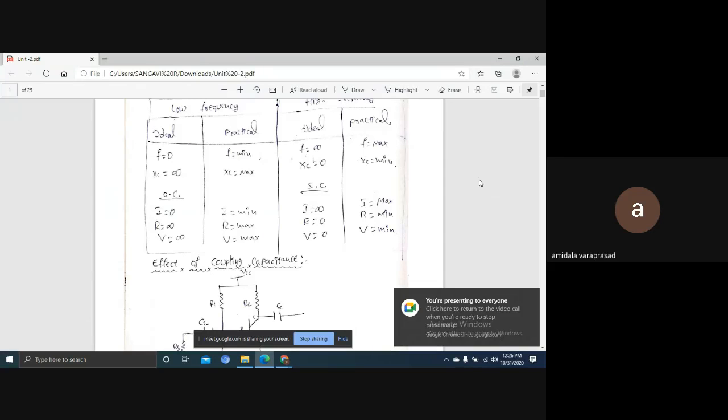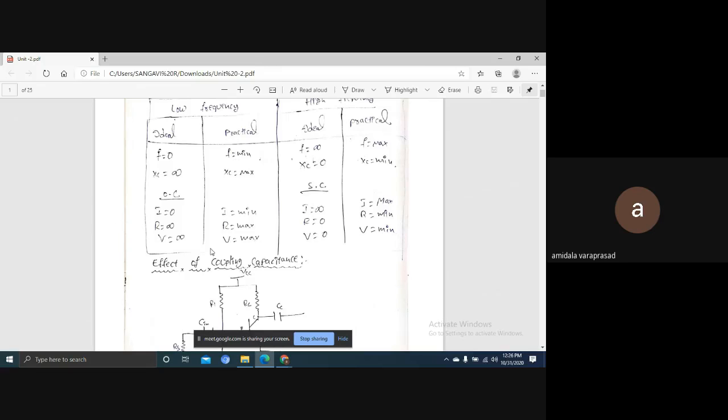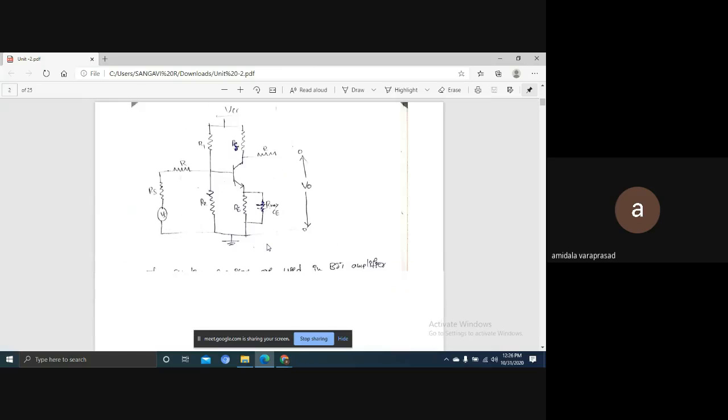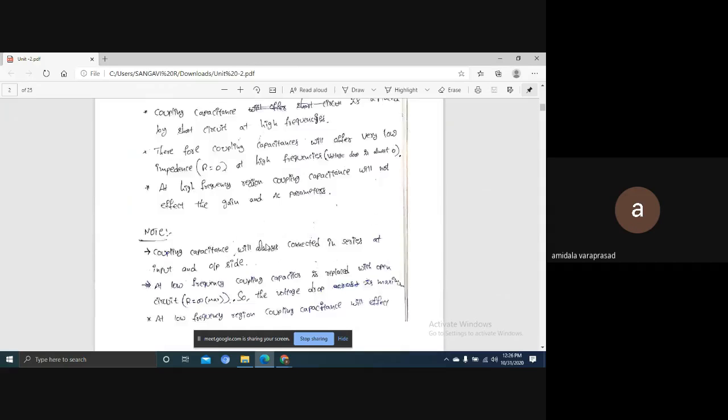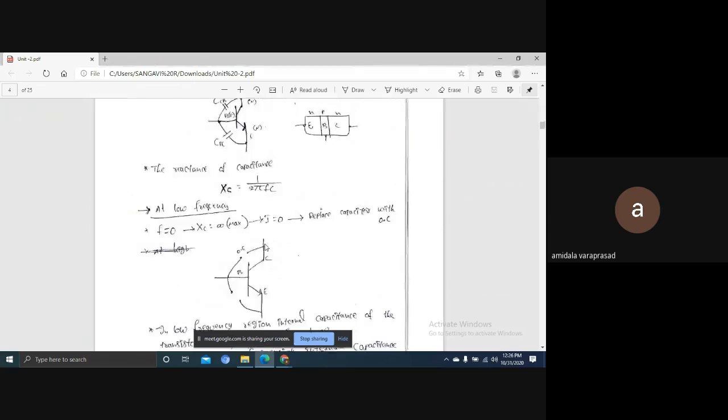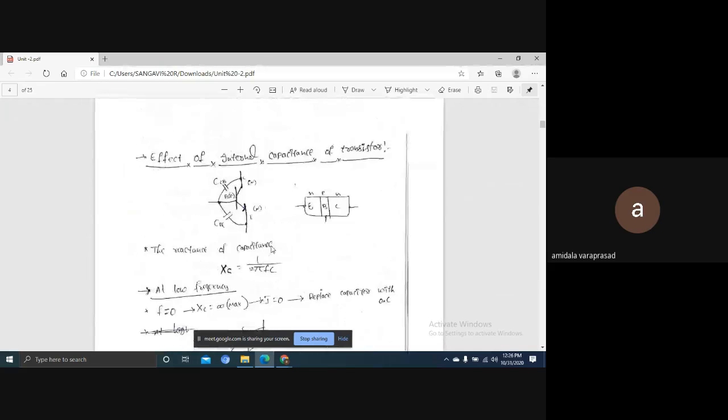Okay, now we are going to discuss the Unit 2 revision class. These are all the basics; you can go through them and understand easily. I will discuss only the hybrid pi model.